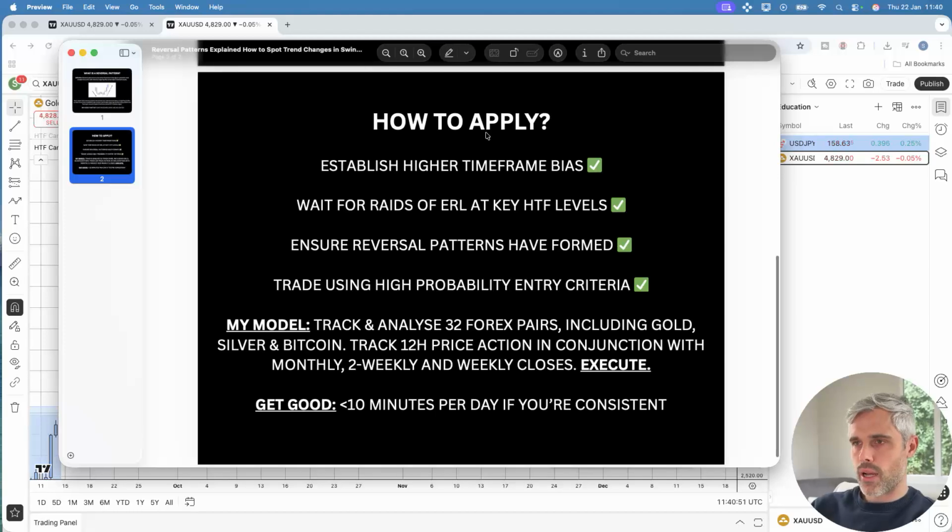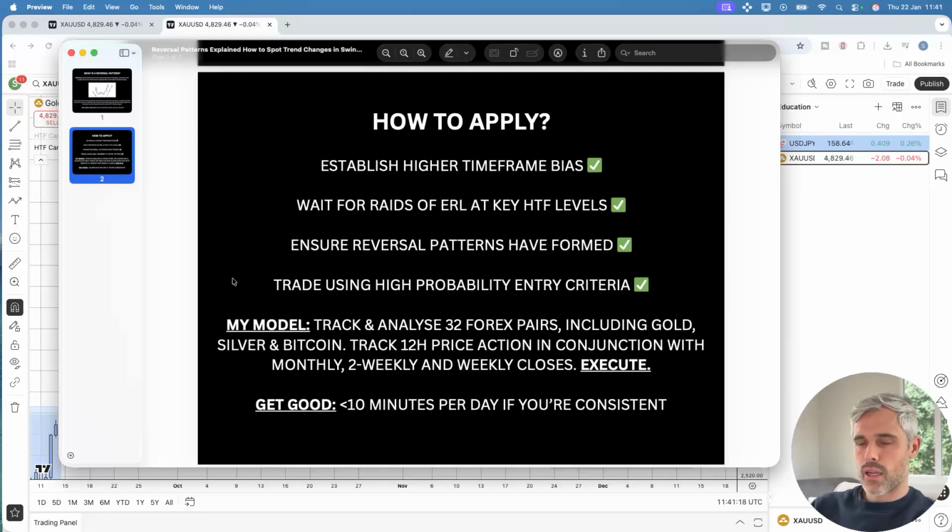Establish your higher time frame bias. Wait for raids or liquidations of external range liquidity at key higher time frame levels. Ensure pattern reversals, because that's all they are, they're patterns, have formed in context. You need this higher time frame. Then trade using high probability entry criteria. So enter at the right place, stops at the right place. And I have dedicated videos on those things.